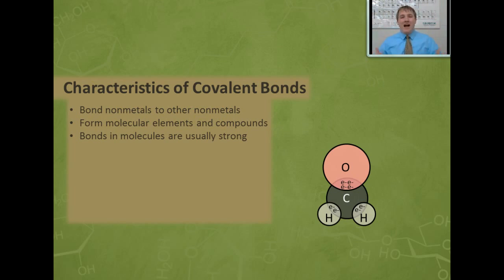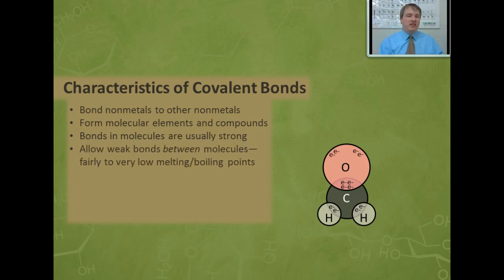There's a double bond, 2 shared pairs of electrons holding oxygen to carbon in this formaldehyde molecule. And those hydrogens have a pair of shared electrons with the carbon. Those bonds holding that molecule together as a unit are really strong, directed inward into the molecule. But here's the other thing that you need to understand. Even though the bonds within the molecules are really strong, the bonds between molecules aren't really all that strong.